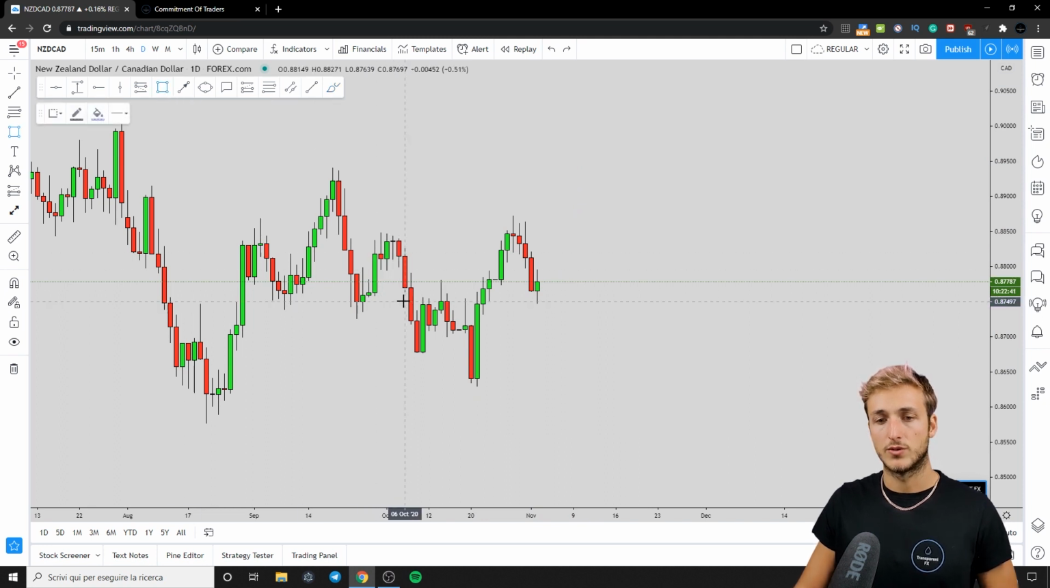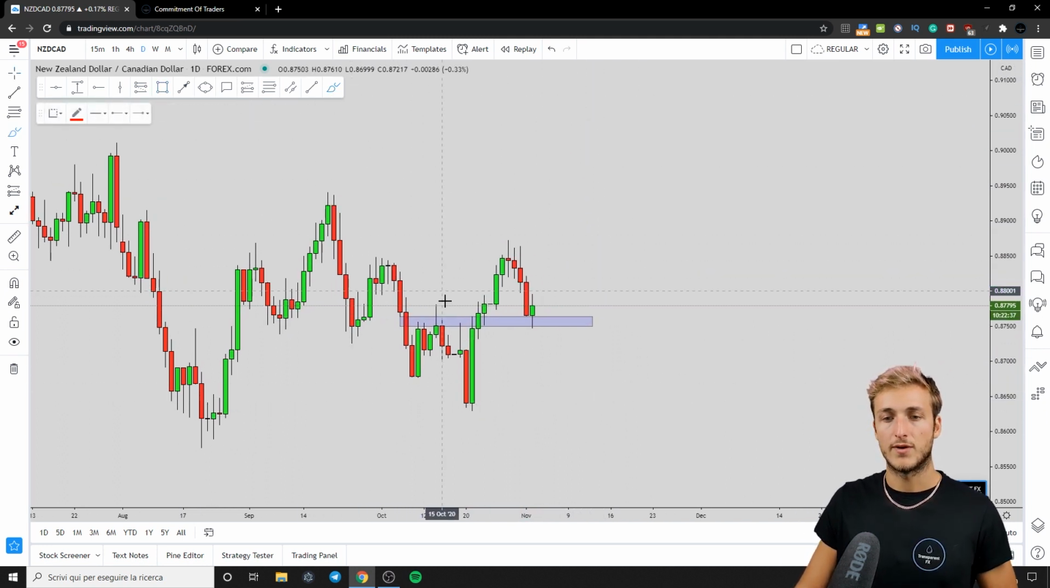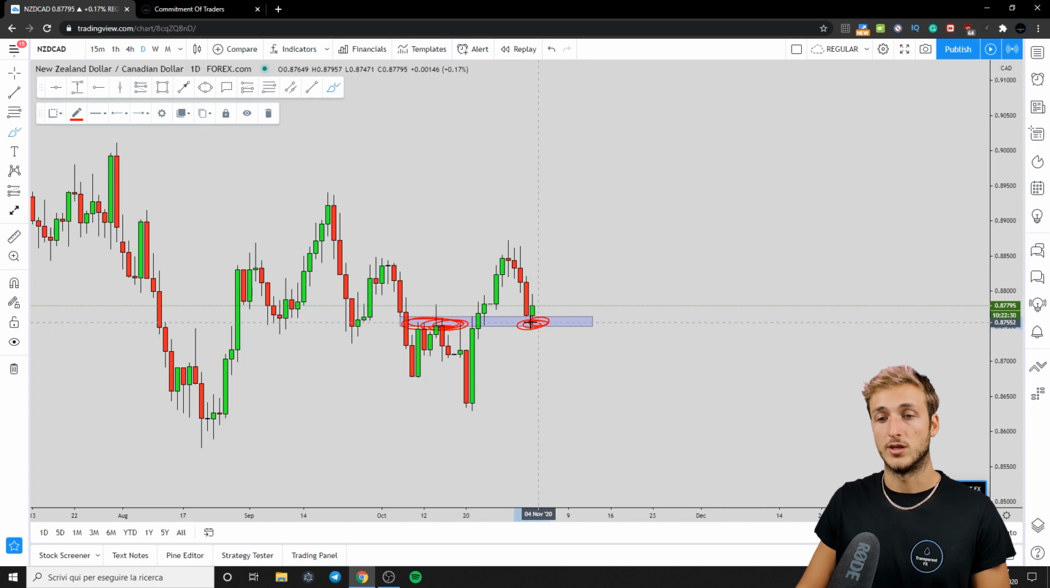What we can also notice is that currently we are testing quite strong structure. In fact, this area was acting as a very strong resistance, and this previous resistance is now turned support here. So we have previous resistance, now turned support, which the market is testing, and from which we do expect a rejection to the upside, possibly a very aggressive rejection to the upside for the creation of a higher high.